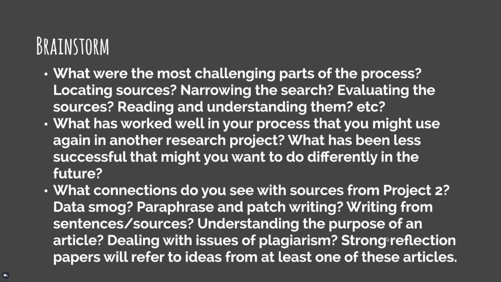Once you have your answers to this brainstorm, you can start thinking about a thesis for your reflection. What seems to be an overriding concern in your research process? What came out of your brainstorm as an issue that's something that's really important in your process? It could be something you do really well or something you really struggle with. And that might be a place for you to find a thesis for this reflection.